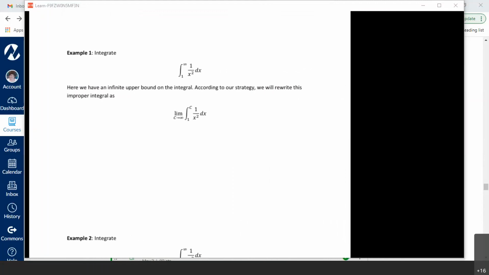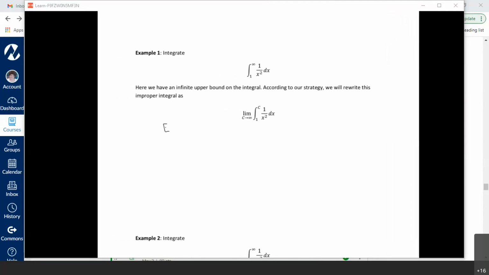Here we have an infinite upper bound on the integral. According to our strategy, we're going to rewrite it like this. We put a C in for the infinite bound, and outside the integral sign, we let C approach infinity, because it was our upper bound. First we evaluate the proper integral, which involves taking an antiderivative.